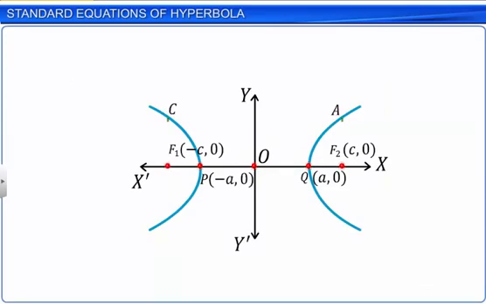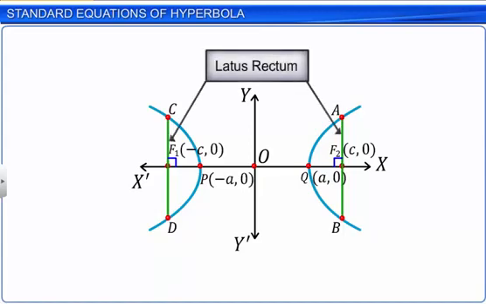A line segment passing through a focus and perpendicular to the transverse axis, and with its endpoints lying on the curve of a hyperbola, is called its latus rectum. Since a hyperbola has two foci, it has two latus recta. Consider a hyperbola with its center at the origin and the transverse axis along the x-axis and latus recta AB and CD.